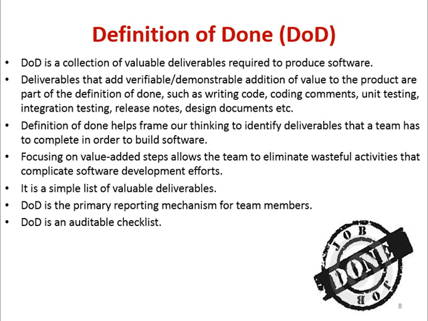Again, it is a simple list of valuable deliverables. You can say just a checklist. So A, B, C, D, E, F, G, I need to complete all A to G so as to mark my component or a task or an iteration or a work product as done. That is DOD, definition of done. So DOD is the primary reporting mechanism for team members, and it is an auditable checklist, which I said earlier.